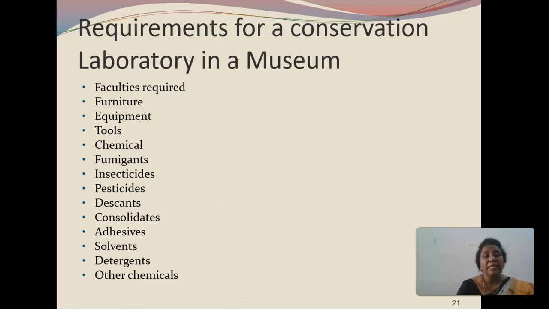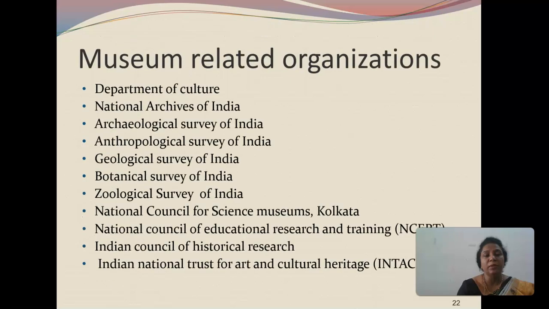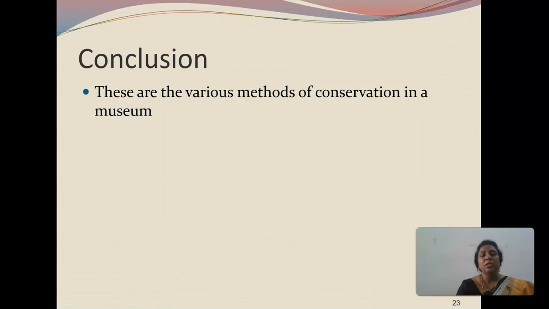A lot of facilities are needed to preserve these museum objects. Those facilities are furniture, equipment, tools, chemicals, and all these things which I have mentioned, which should be there in the museum to conserve the museum objects. Okay, there are a lot of organizations related to museums which take many steps to conserve museum objects. So through the above methods, museum objects can be conserved, and they can be used to reconstruct our past.